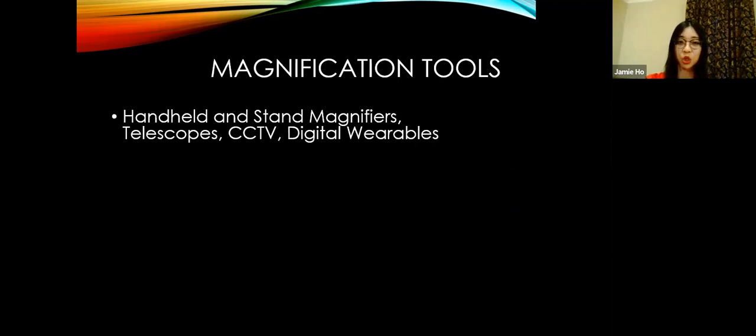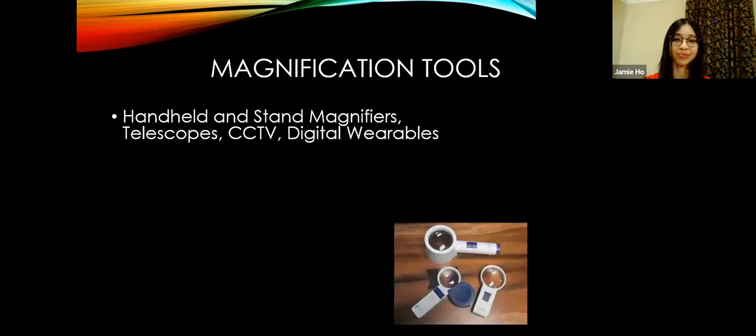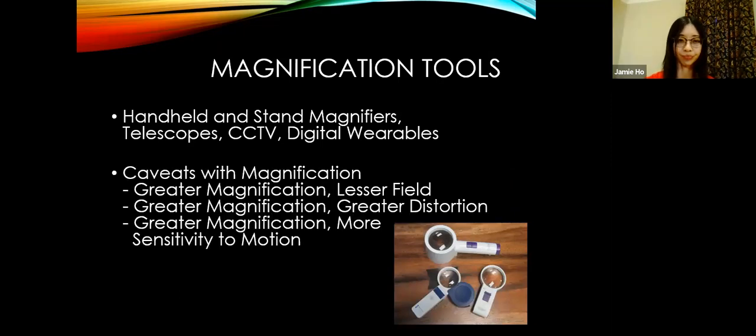All right, so magnification tools. There's handheld, there's stand magnifiers, telescopes, CCTVs, closed circuit television, and some digital wearables that some of you may not be aware of. So this is a traditional stand magnifier, hand magnifier. A couple of caveats with traditional magnification. The greater the magnification, the lesser the field. Sometimes we mag up so much that it fills that work area and we might only see one letter versus an entire word. Not very helpful if we're trying to read, right?